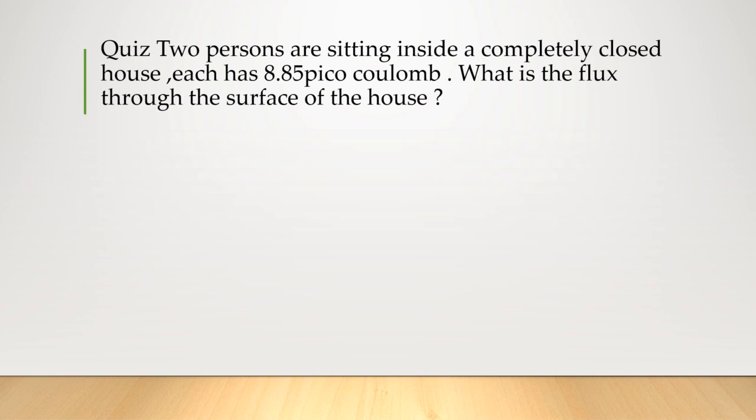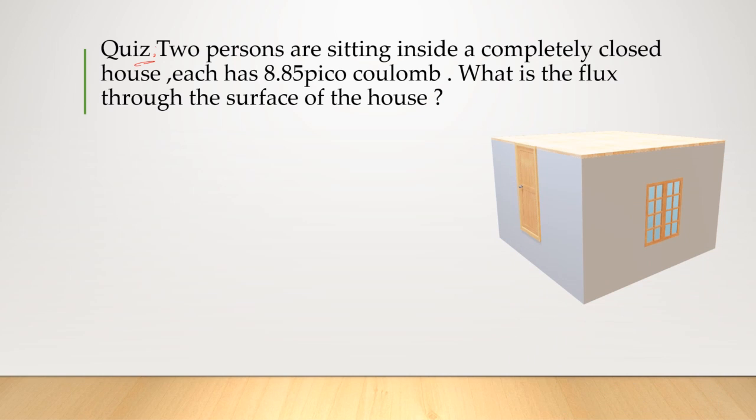We will have a quiz. Now, two persons are sitting inside a completely closed house. Each has 8.85 picocoulomb. What is the flux through the surface of the house? House is like this, completely closed. All windows and doors are also closed. And here our friend is Gauss law in integral form.